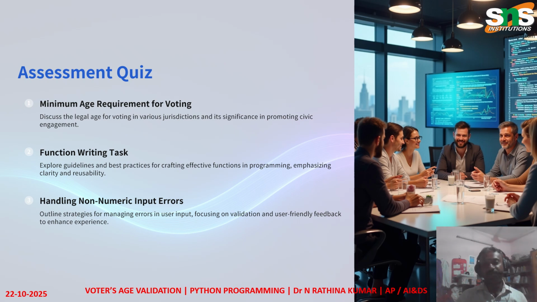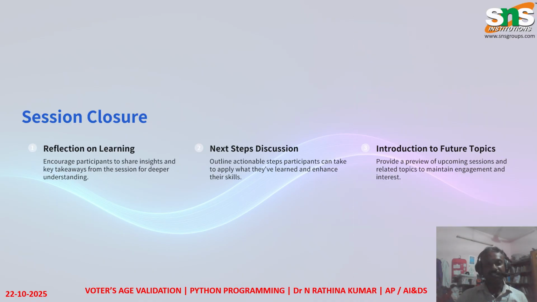Based on that, I have conducted some assessment, some quiz. In this series, we have taken one particular problem, voter's age validation. To implement this program, first we get the input from the user, second handle invalid input, which is very important, third validate the age range, and fourth check the eligibility. Again, I'm repeating, these four points are very important.